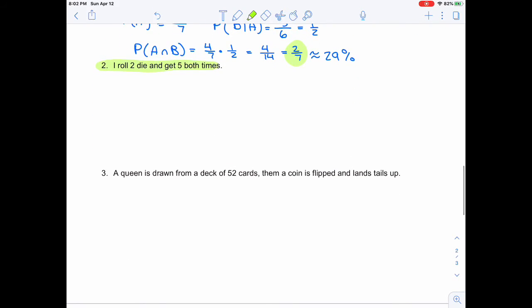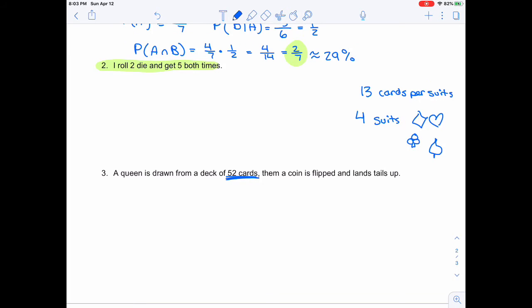So a queen is drawn from a deck of 52 cards. You're going to have to actually know what's in a deck of cards. So quick warm up, you have 4 suits. You got your diamonds, your hearts, your clubs, and your spades. Well, you get the picture. So you have your 4 suits. You have 13 cards per suit. You have ace all the way up to king. So ace, 1, 2, 3, 4, 5, 6, 7, 8, 9, 10, jack, queen, king.